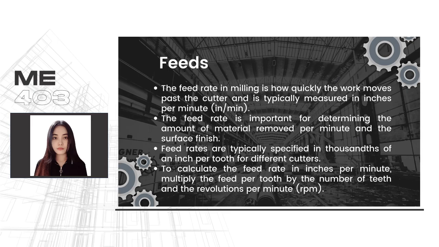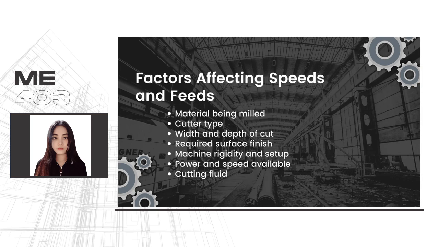Feeds, meanwhile. The feed rate in milling represents how quickly the work moves past the cutter and is typically measured in inches per minute. In production, the general practice is to maximize the feed that the machine and work can handle. Determining the starting point for the feed rate can be challenging.